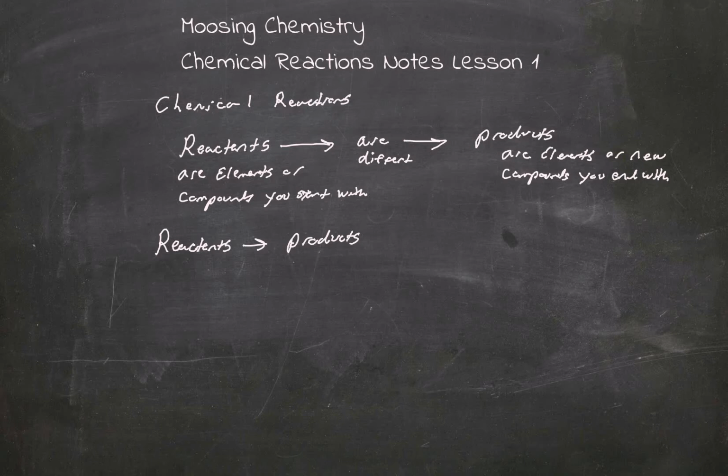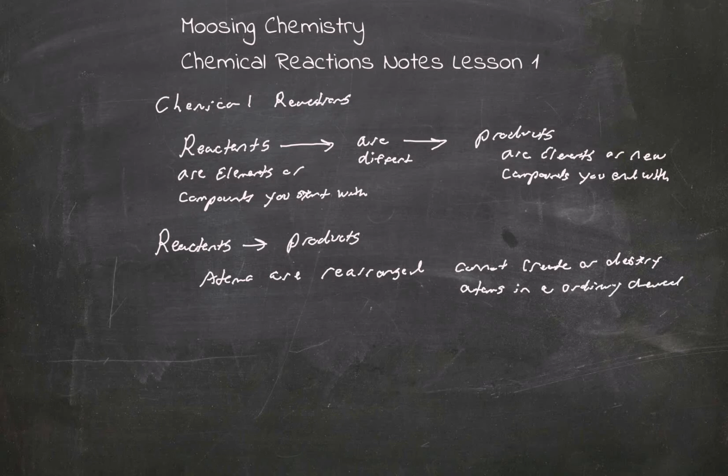So, in this case, atoms are rearranged, but they're not created, nor are they destroyed. Because remember that you cannot, and I repeat, cannot create or destroy atoms in an ordinary chemical reaction. So, yeah, you could do that in nuclear reactions, but in chemical reactions, you can't do that.